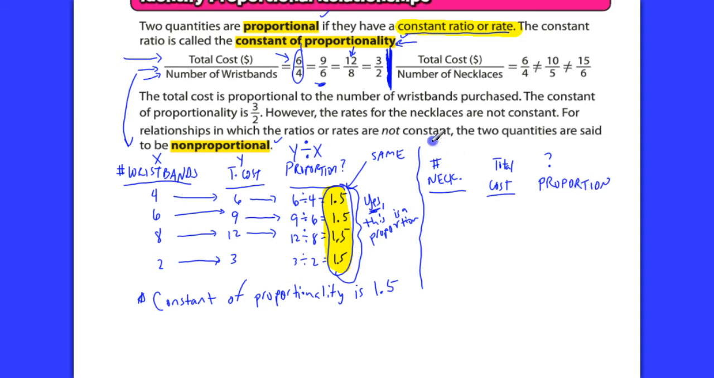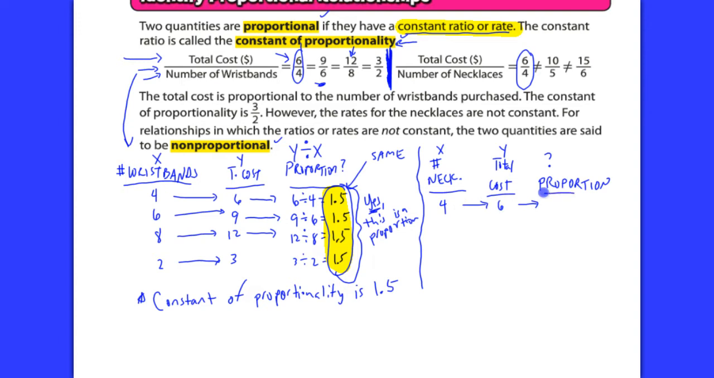All right, now going back, the number of necklaces. That's going to be my X, and the total cost is going to be my Y. Now, typically in a chart, the left-hand side is X and the right-hand side is Y. There's ways that you figure that out, but for the sake of this, we'll just do that. So the first one is right here: 4 necklaces costs $6.